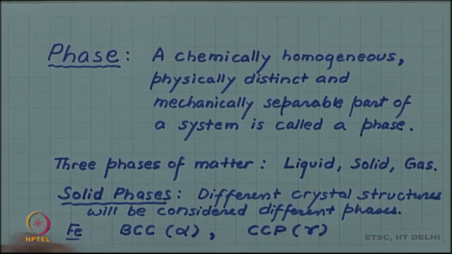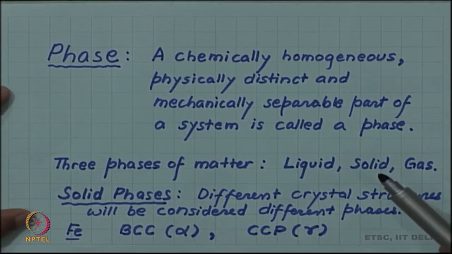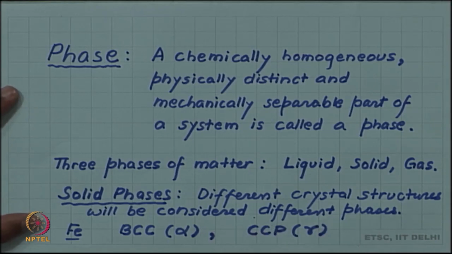But for the moment, just to emphasize what we mean by this phrase, that different crystal structure will be considered different phases. So, both BCC iron and CCP iron, both of them are 100% pure iron. So, in terms of chemical composition, they are not different. In terms of solidness or solidity, also they are not different, they are both solids, both crystalline solid, but the crystal structure is different. So, they will be considered different phases from the point of view of phase diagram.